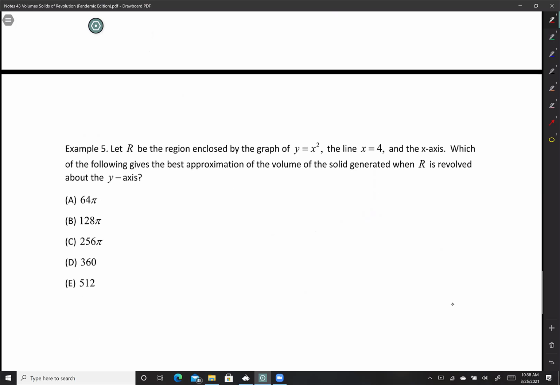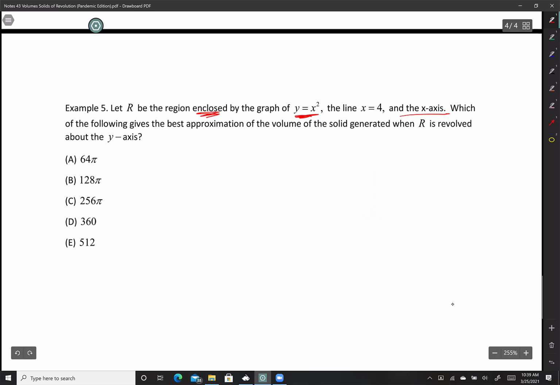Ooh, I see pies on this one, so I guess they want me to do this one by hand. Let R be the region enclosed by the graph y equals x squared. That's a parabola. We know how that looks. The line x equals 4 and the x-axis. It does say enclosed, so let's see what region they're talking about. So I guess first let me draw generic. X squared is this. X equals 4 is a vertical line. They must be talking about the region in quadrant 1 because that's the only region that's enclosed. Everything else is open. Do you guys see that? So they're talking about this region that I just shaded.